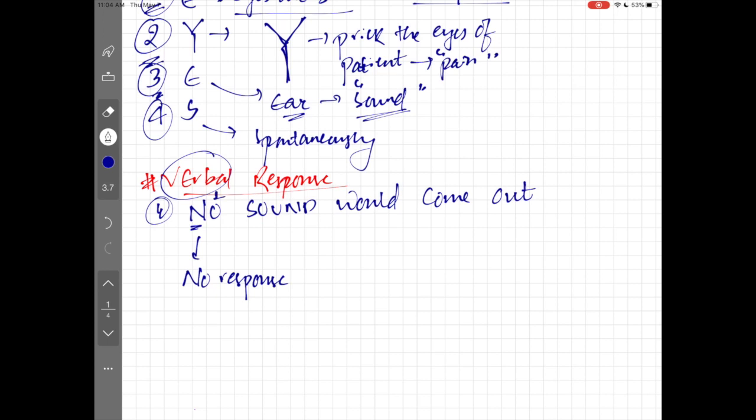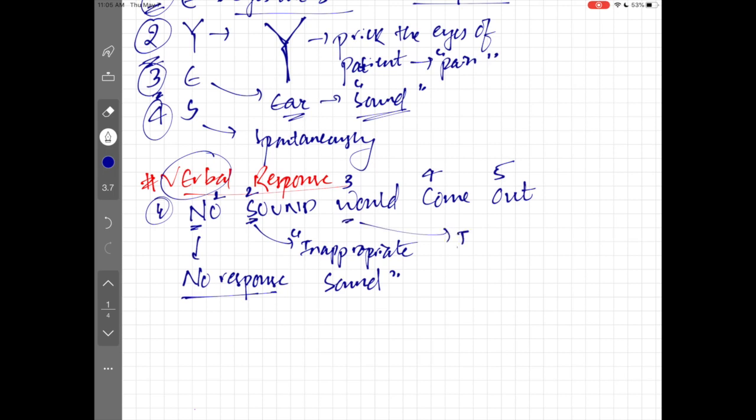This is also serial, so N is 1, S is 2, W is 3, C is 4, and O is 5. So N means no response, so it gets a score of 1. S means inappropriate sound. So when the patient produces inappropriate sounds, that is S, that is 2. W means inappropriate words. So if the patient produces inappropriate words, that is W, so it's a score of 3.